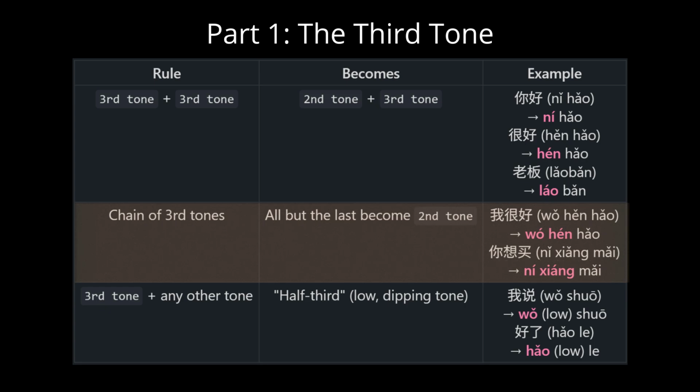So, third tone plus third tone becomes second tone plus third tone. What if you have more than two? All the third tones change to second tones except for the very last one. Take the phrase 我很好, I am very good. It's three third tones in a row. Following the rule, it becomes second tone plus third tone, 我很好. Another example is 你想买, you want to buy.